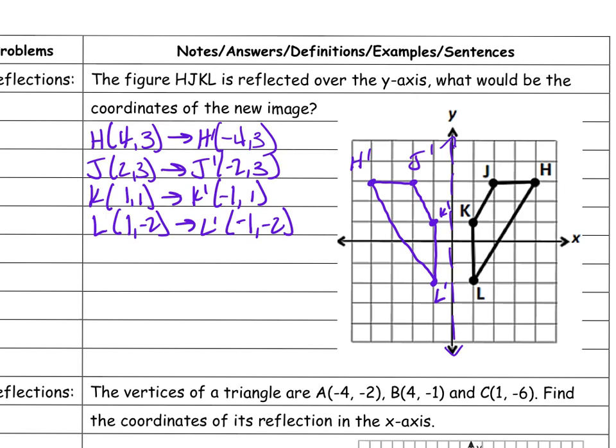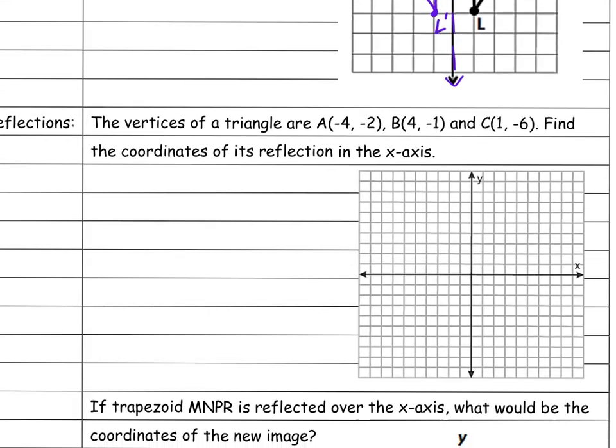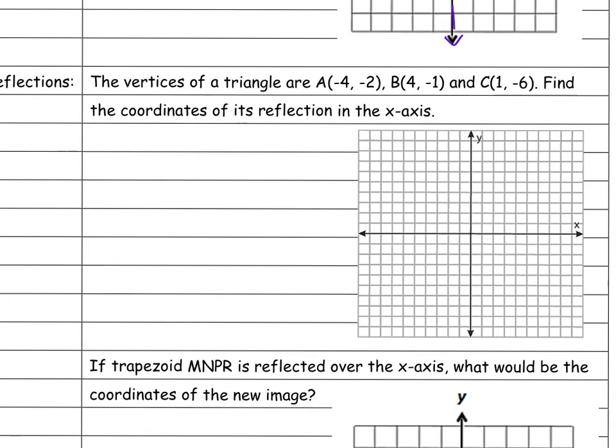Okay, so here we go. The vertices of a triangle ABC, find the coordinates of its reflection over the x-axis. Okay, so we're just going to go ahead and plot the points and reflect it over the x-axis. So I've got point A is -4, 2, so this is A, and B is 4, -1. Oops, I think I put that in the wrong spot. It's 4, -2, 1, 2, 3, 4, 1, 2.